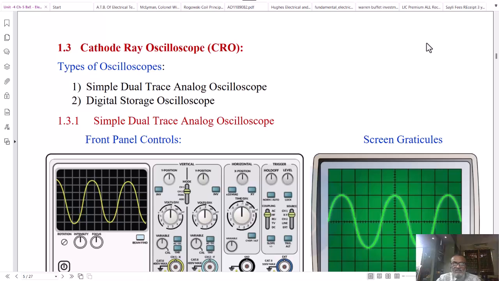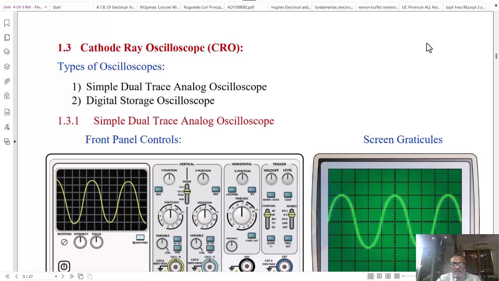The dual trace oscilloscope has two signal traces, meaning it has the facility to accept two input channel signals and display them on the screen. They use analog processing circuits inside, and the display is also capable of plotting the analog nature of the signal. Therefore, they are called analog oscilloscopes.